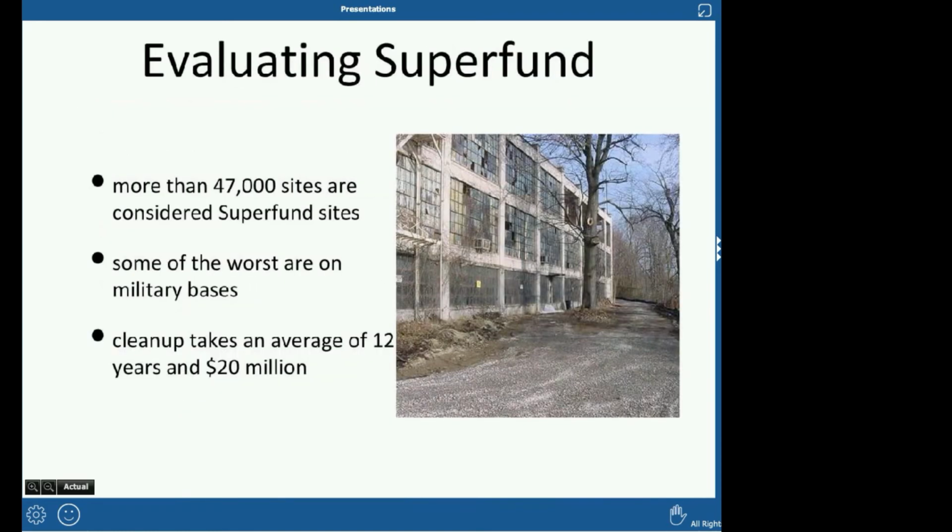So for Superfund, more than 47,000 sites are considered Superfund sites, and interestingly, some of the worst sites are on military bases. It takes an average of about 12 years and $20 million to clean up these sites. So it's not quick. It's not like, oh, it's a Superfund site, and then next week, oh, it's clean, it's good to go. It takes a really long time to clean up a Superfund site, right? If you're having plants extract the chemicals, or organisms get rid of the chemicals, or however you're getting rid of the chemicals, it takes a long time to do.